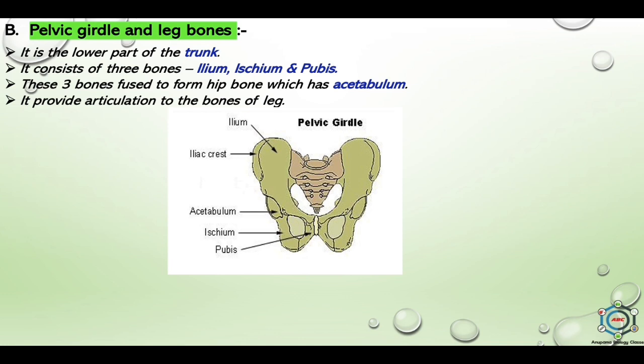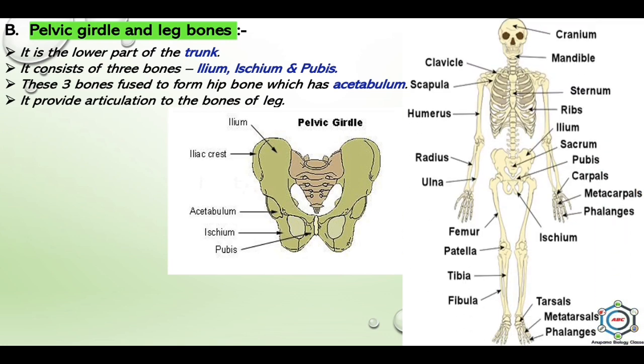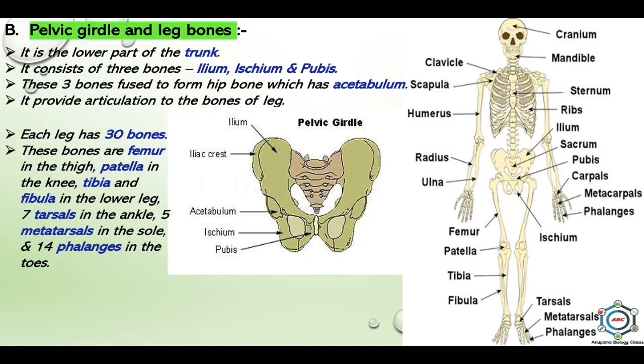It provides articulation to the bones of the leg, and it transfers the body weight to the legs. This is the complete structure. Each leg has 30 bones. These bones are the femur in the thigh, patella in the knee, tibia and fibula in the lower leg, 7 tarsals in the ankle, 5 metatarsals in the sole, and 14 phalanges in the toes.